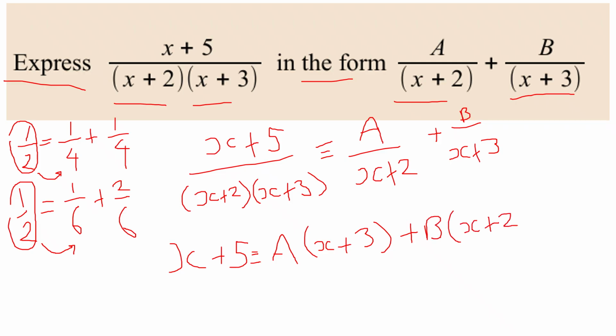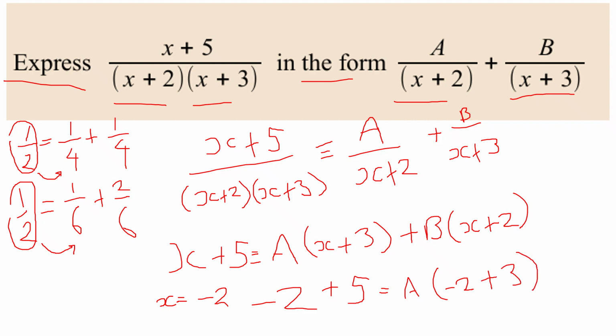I'm going to let x equal minus 2. So I'm going to have minus 2 plus 5, to work out the value of A, because when x is minus 2 here, that's going to eliminate B. That's going to be equal to A lots of minus 2 plus 3. Tidying this up, guys, minus 2 plus 5 makes 3, which is equal to A lots of 1, since minus 2 plus 3 makes 1. So therefore A is equal to 3. Happy days. So that's going to be our first answer.